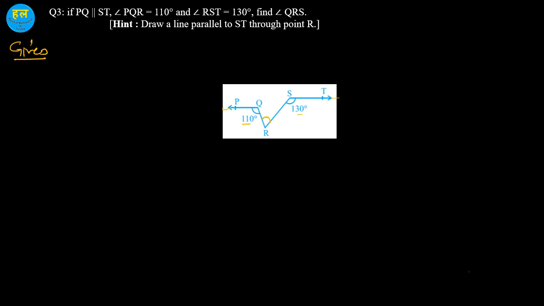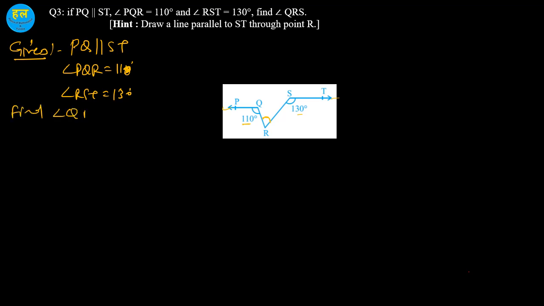So what is given in the question? That PQ is parallel to ST, angle PQR is 110 degree, angle RST is equal to 130 degree. What we have to find? We have to find angle QRS.